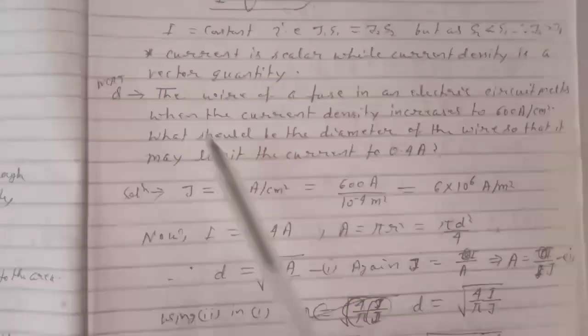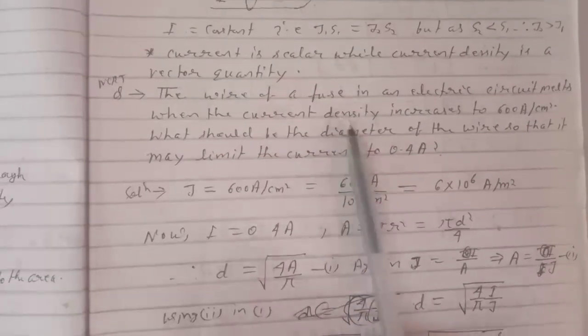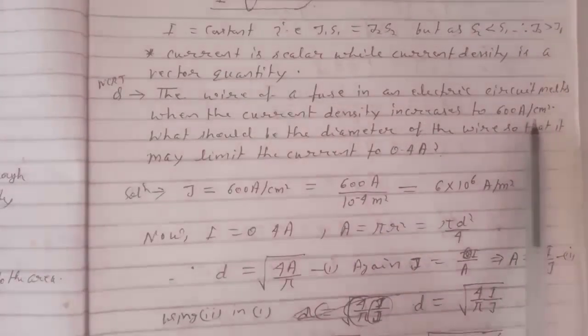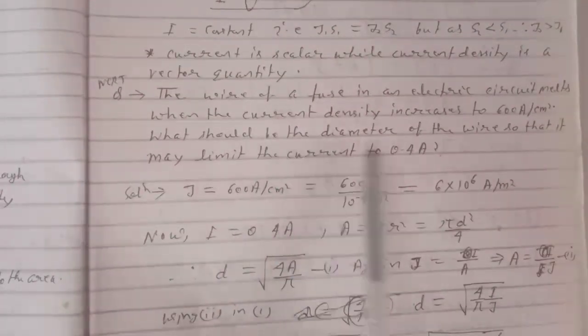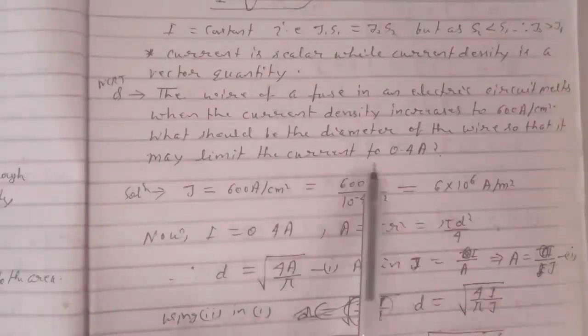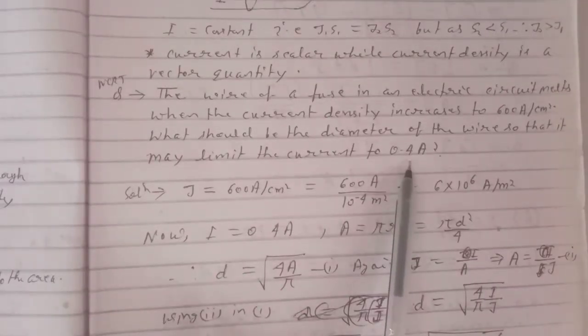Next, the wire of a fuse in an electric circuit melts when the current density increases to 600 ampere per centimeter square. What should be the diameter of the wire so that it may limit the current to 0.4 ampere?